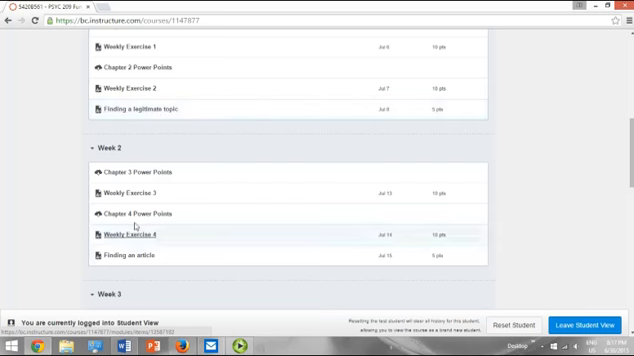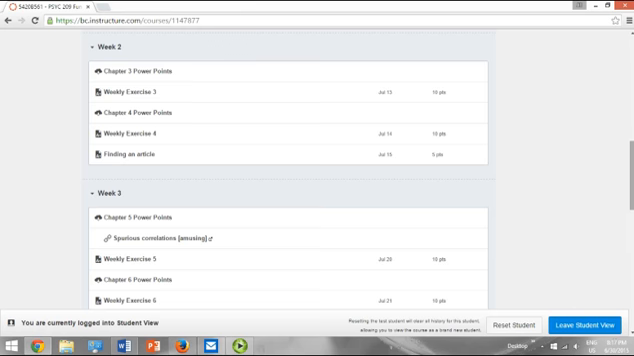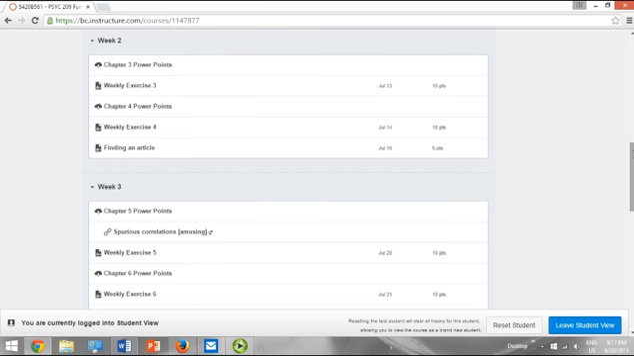The second week, you still have your 2 weekly exercises, and then you're going to have this assignment, which is to find an article on that topic that you created the previous week. Find something that relates to it. And a lot of times that's the first frustration that students run into, is trying to find something that's related to what they asked about.